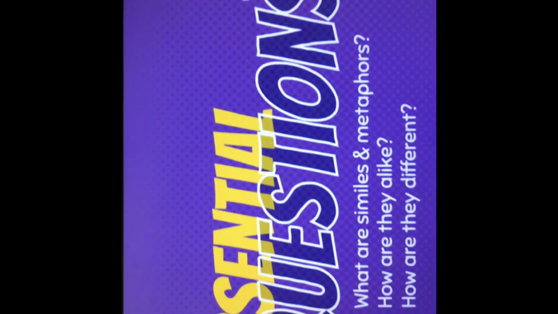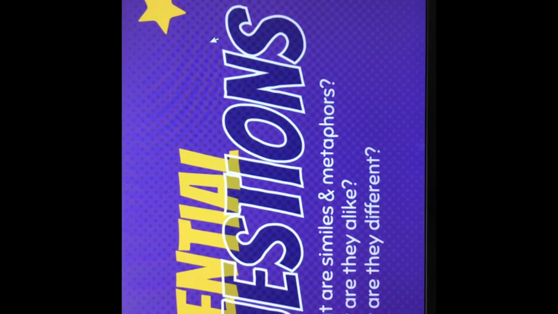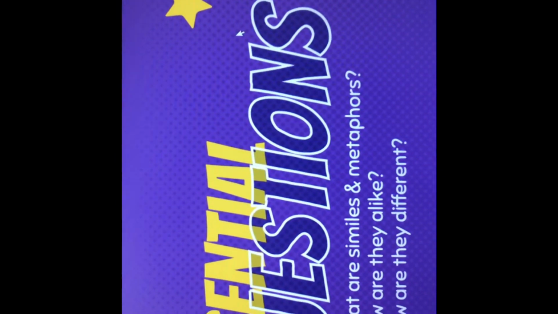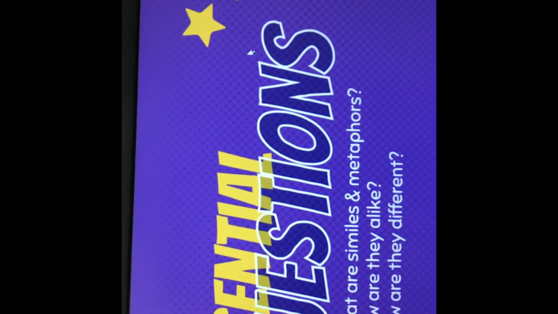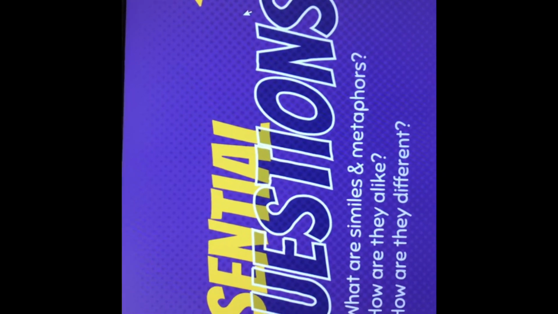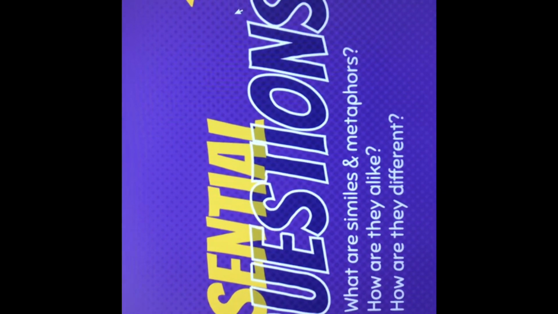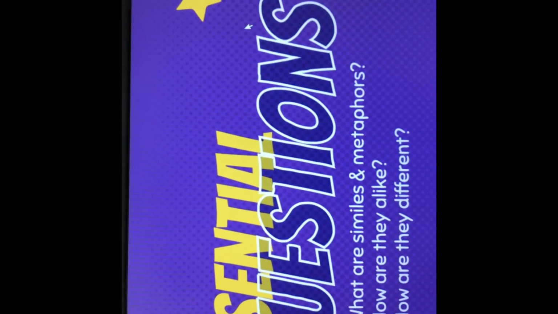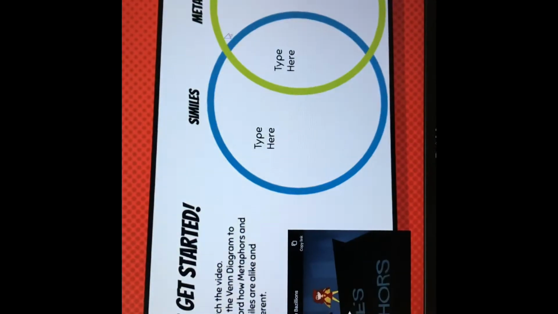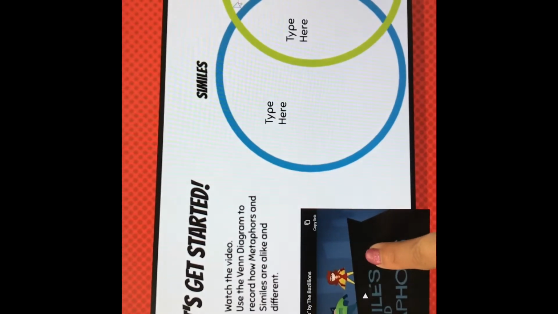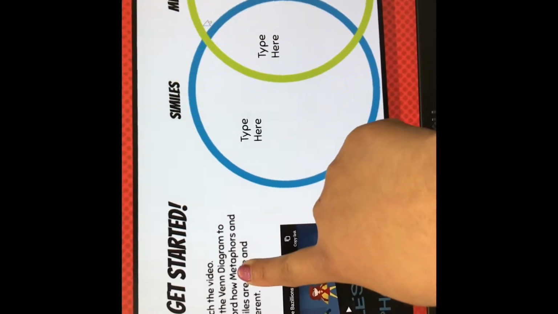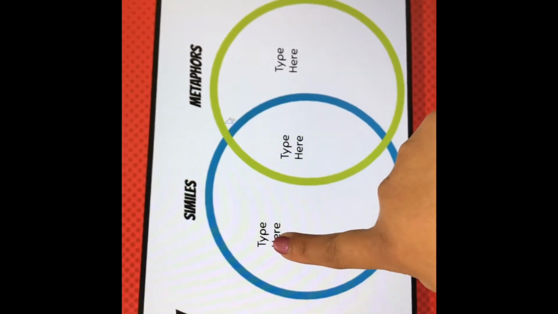So our essential questions: what is a difference between a simile and a metaphor? Ask yourself, how are they alike and how are they different? I'm going to give you a few minutes to answer that. When you've talked about those questions and answered them, go on ahead to the next slide. The next thing you're going to want to do is play this video. After you have finished watching the video, you're going to use the Venn diagram to record how metaphors and similes are alike and different.